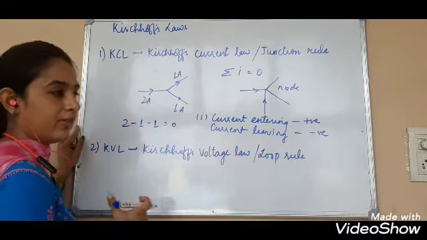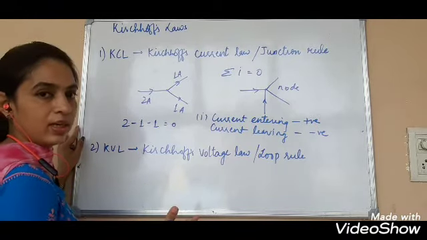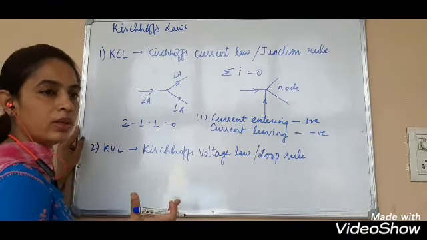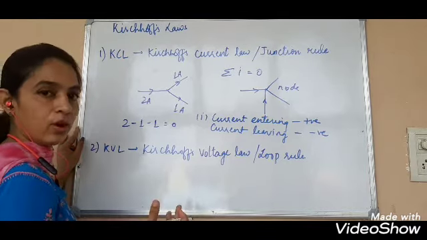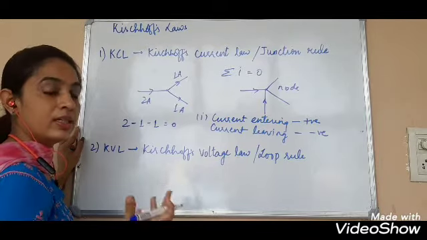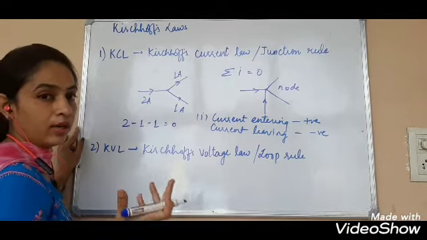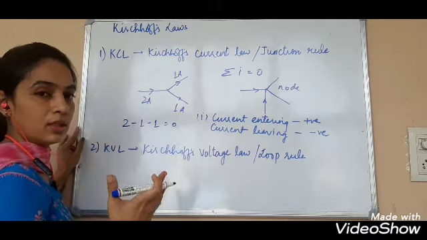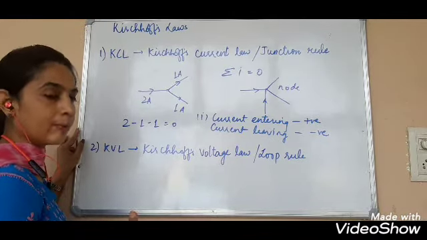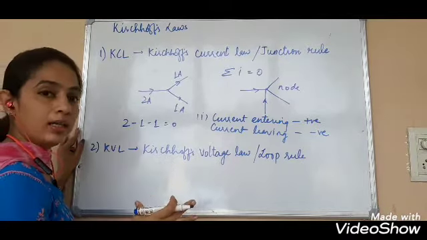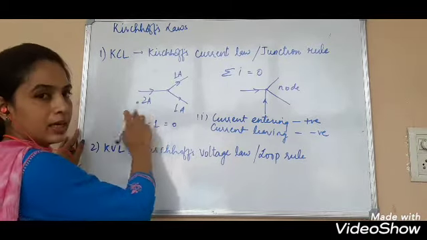Where do we need KCL? We'll see in the numericals that when there are 2 or 3 loops given in a circuit, you have to draw current from the cell. If there are 2 cells or 3 cells, you might draw current from one cell and distribute it in the circuit, or draw current from all the cells and then distribute it. While distributing current in the circuit, we have to apply KCL.